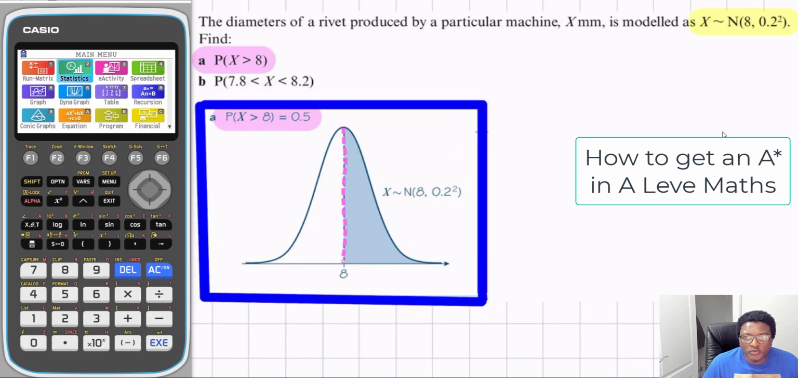Do you want to know how to work out the probability using the Casio graphics calculator? I am going to show you how to do it. We're going to look at this example.